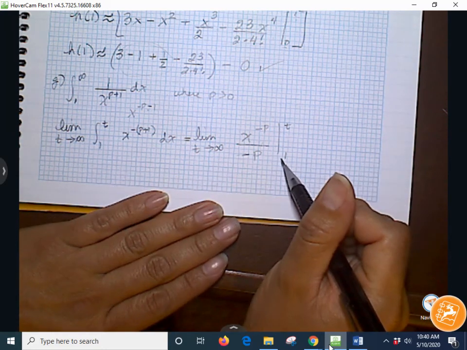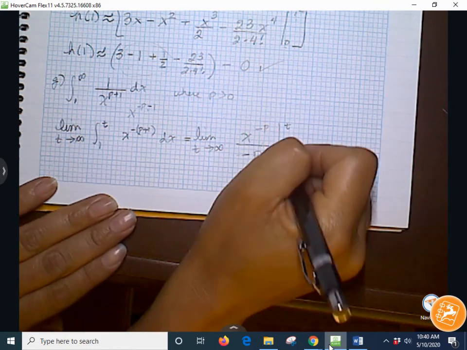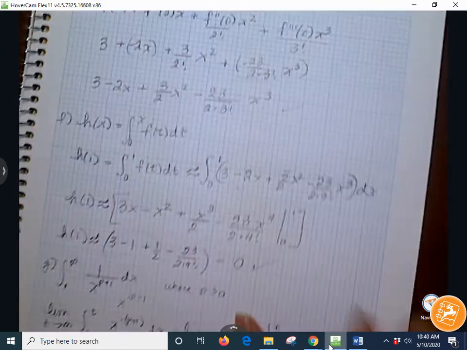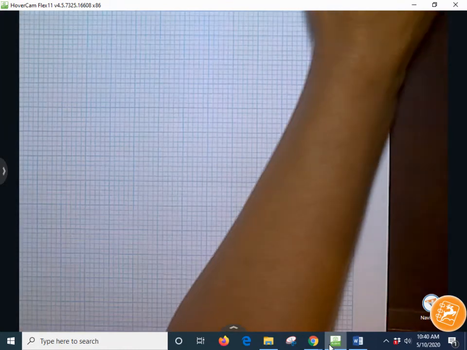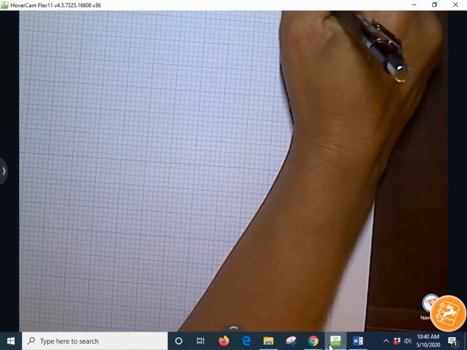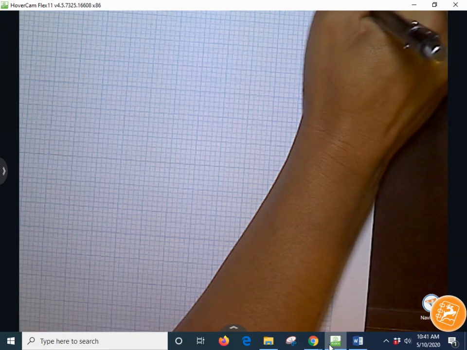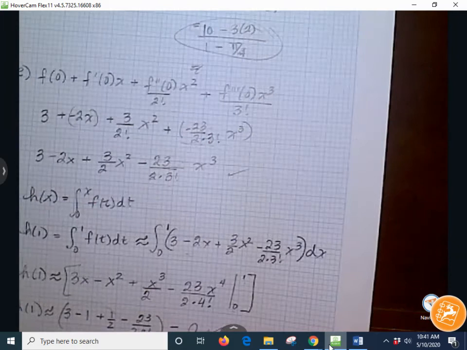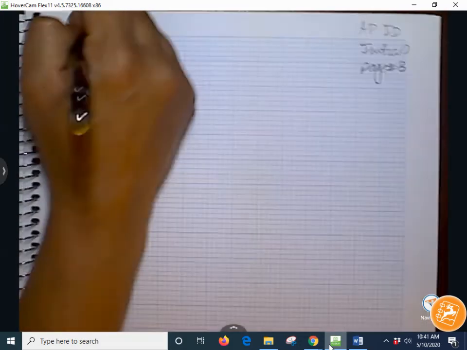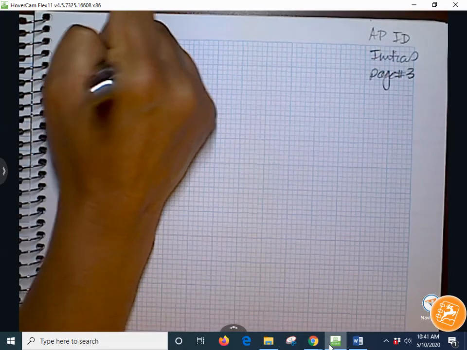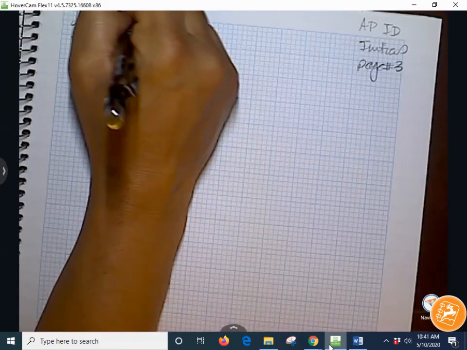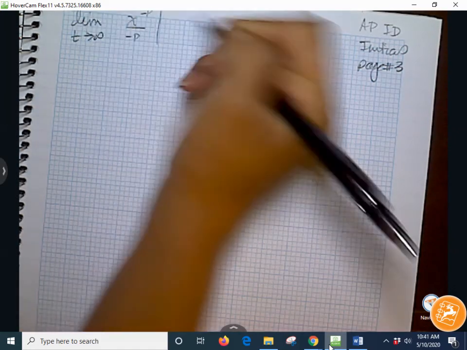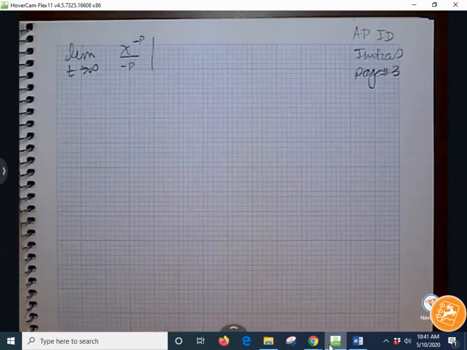All right, and then, so I need to put this in. And I'm running out of room. Page number 3. And the limit as t goes to infinity of x to the negative p over negative p from 1 to t.